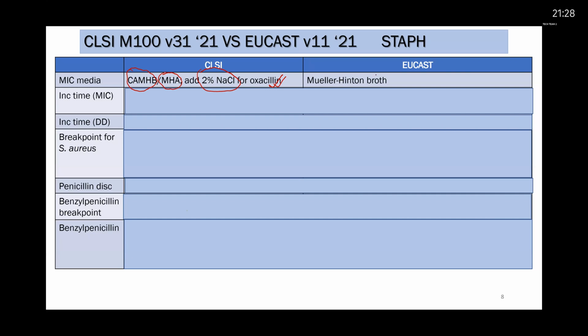EUCAST has no specific such recommendations. It only mentions that Mueller-Hinton broth needs to be used for an MIC based method. Regarding the incubation time, what CLSI says is that an average of 16 to 20 hours of incubation for MIC is required. You have to extend the MIC for oxacillin based tests and vancomycin. However, EUCAST has no such extended MIC range.